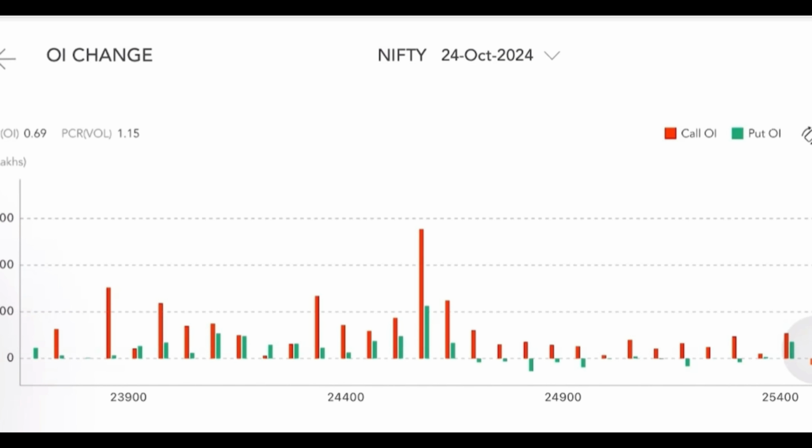ठीक. तो आपको पता चलेगा the red bar is the highest amount of resistance and the green bar is the highest amount of support. Okay.